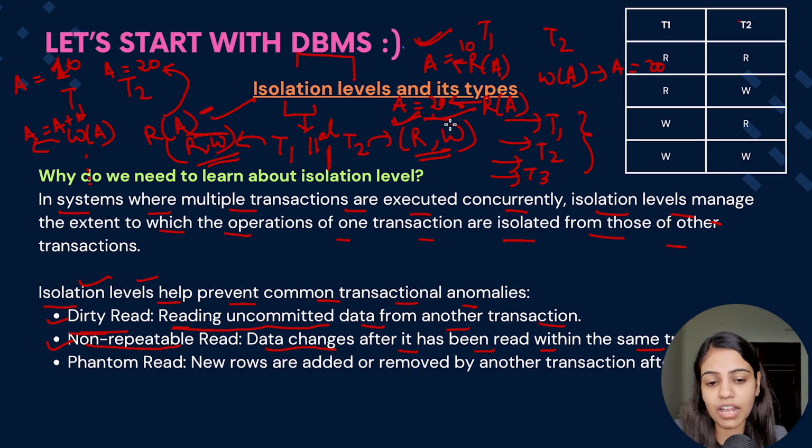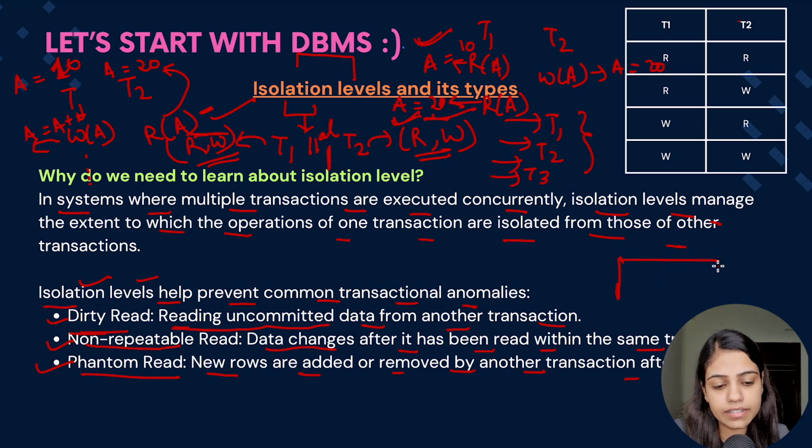So within the same transaction, if there are two read operations happening, and in the other transaction there is a write operation, the values would be changed. Now coming to phantom read. Phantom read says that new rows are added or removed by another transaction after a query has been executed.